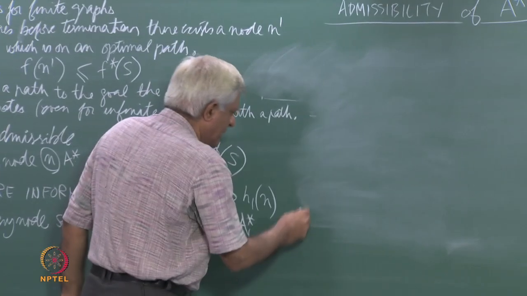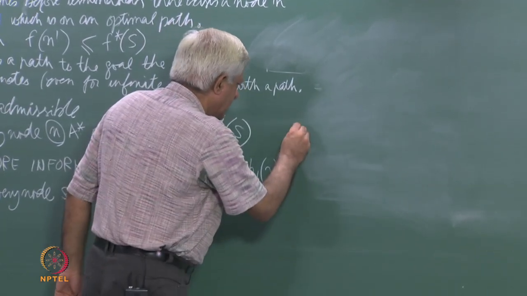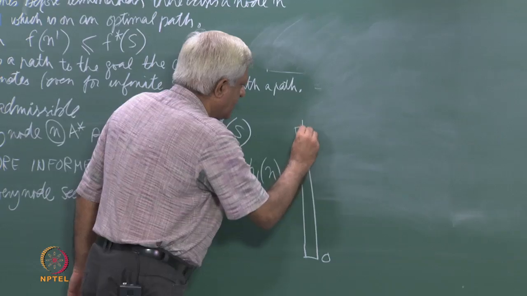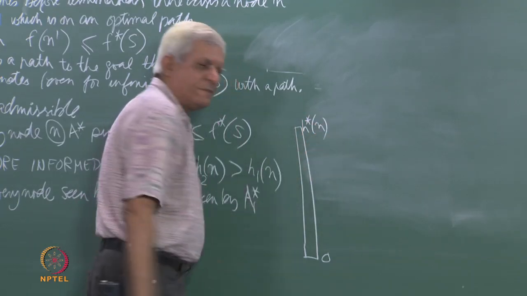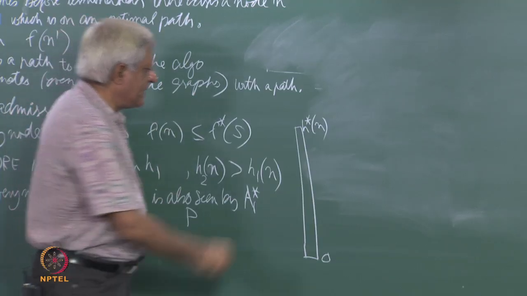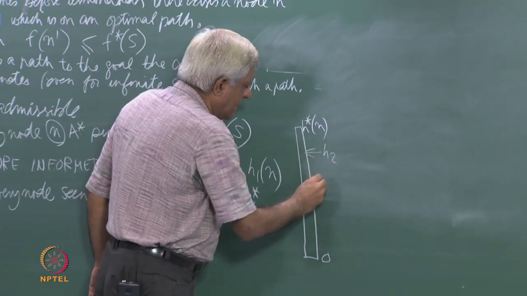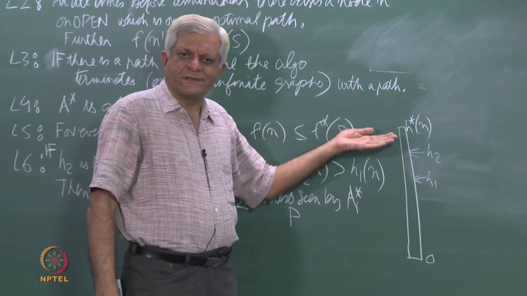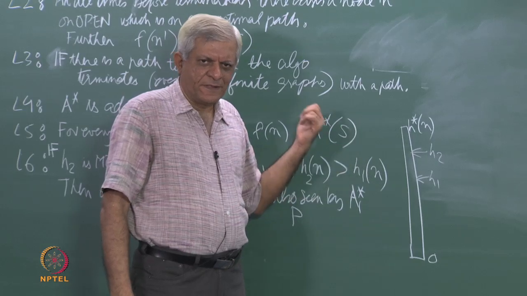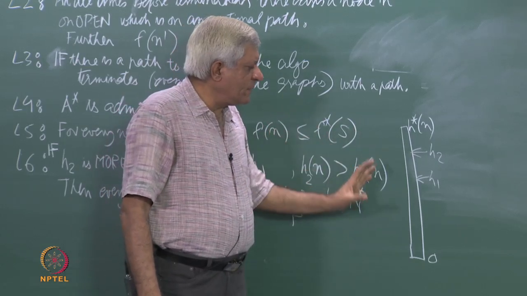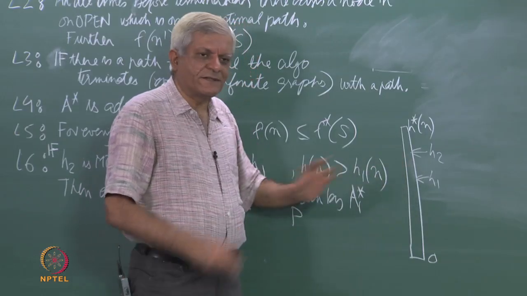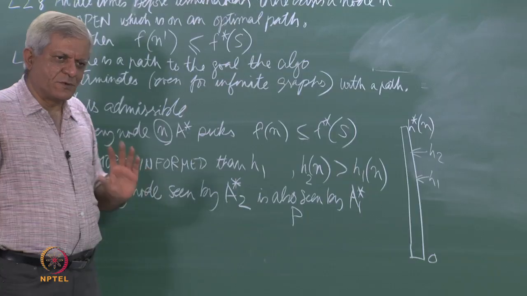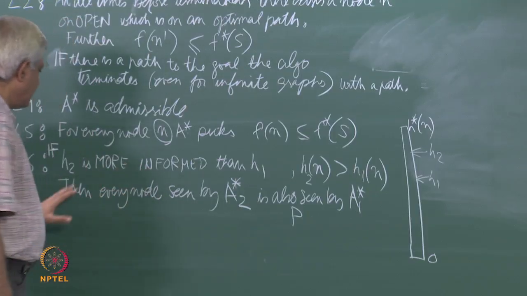So, what is the situation? The situation is like this: for any given node n, there is a band starting from 0 to h star of n. What we are saying is that h2 is somewhere here and h1 is somewhere here. This is what we mean by more informed, it is closer to h star, the optimal value. And we want to make a claim that if this is the situation, then the search space explored by the algorithm using h2 will be smaller than the search space explored by the algorithm using h1. And we will do this proof by induction.